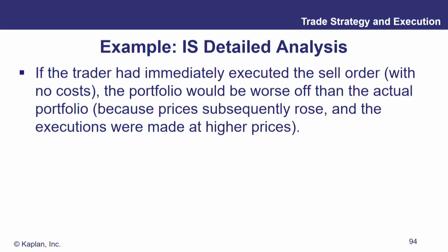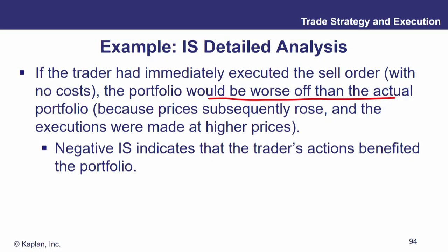Okay, if the trader had immediately executed the sell order with no trading costs, the portfolio would have been worse off than the actual portfolio. Why? Because the prices rose and those executions were made at a higher price. So again, don't let selling confuse you. You know it's better to sell at a higher price than a lower price. And again, this negative implementation shortfall just means that the trader actually benefited the portfolio. The trader might not benefit the portfolio next time, but we've got to give him credit. They did a great job here.